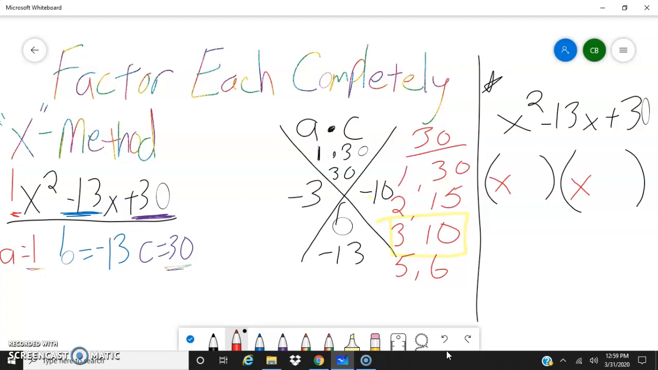Now, go back to our x method here and figure out which factors we use. So we use negative 3 and negative 10, right? So we're going to put negative 3 here and negative 10 over here.